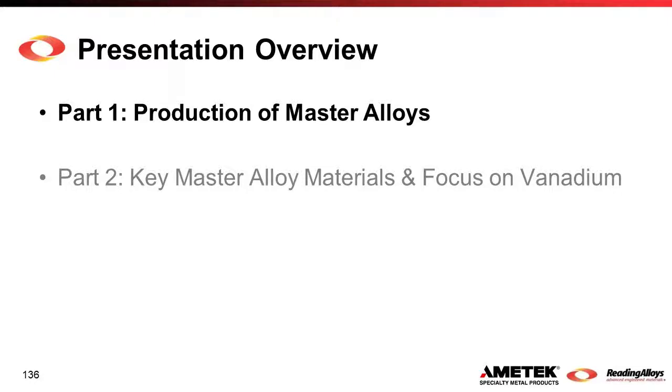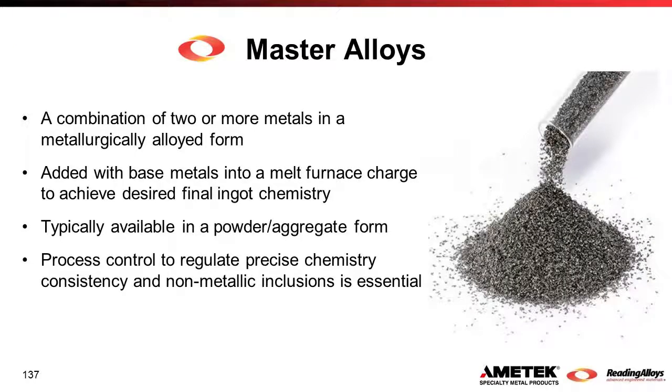Master alloys in general are basically a combination of two or more metals into an alloy form. They're typically combined with raw materials such as titanium sponge and scrap, and used to make a furnace charge. They're usually available as an aggregate material, and process control is very key to deliver the quality needed for both the aerospace and medical industries.